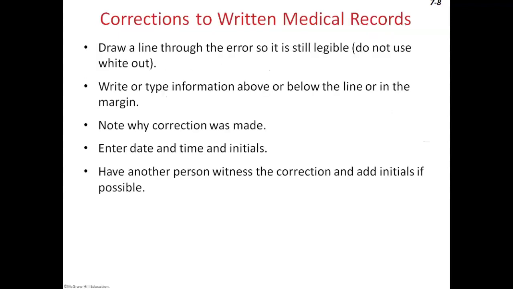If corrections need to be made to written medical records, there is a proper protocol. First, you will draw a line through the error so it's still legible. So don't use whiteout, don't scratch it out. And then you'll write or type the information above or below the line or in the margin. You'll note why the correction was made. You'll enter the current date and time and your initials. And if possible, you'll have another person witness the correction and add their initials.